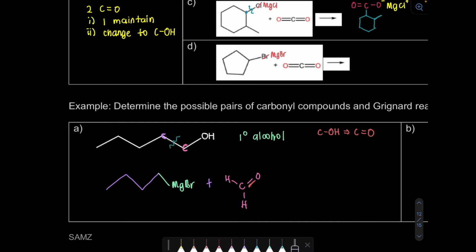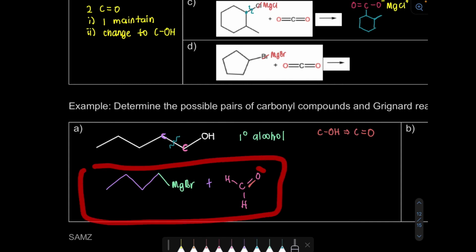Okay, so how we're going to answer this? We're going to break the bond with the neighboring carbon with OH. Okay, kita count ada berapa carbon. Sini ada 4, so we draw the 4 carbon and bonded to our Grignard reagent. Yang COH jadi double bond O. Okay, so that's for primary alcohol.